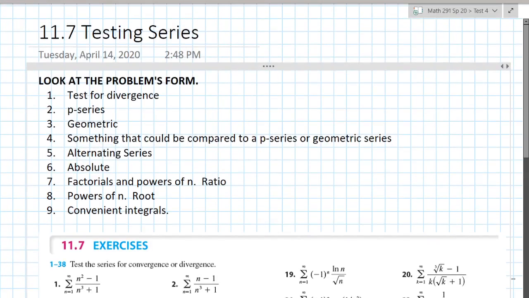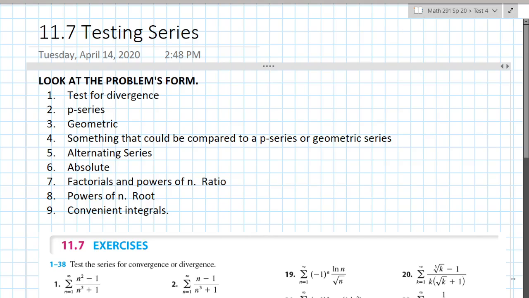Section 11.7 puts it all together. We're going to have a bunch of problems mixed up from each of the previous sections on testing for divergence. All we care about is whether or not a series converges or diverges, and the idea is we're going to try to identify the form that would get us the answer the quickest.